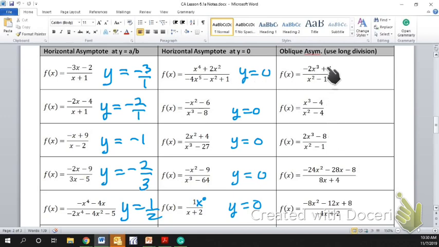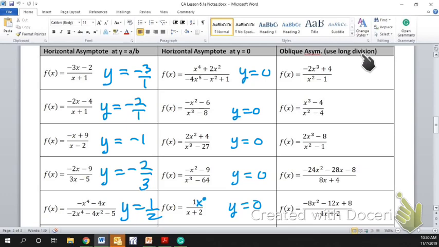Okay. And in the last one, anytime the power in the numerator is 1 more than the power in the denominator, we have what's called an oblique asymptote. So when the power in the numerator is more than the power of the denominator by 1, we have what's called an oblique asymptote. And what does it say to do to find an oblique asymptote? Use long division. Yikes, that's yucky. Yep, that's right, it's yucky.